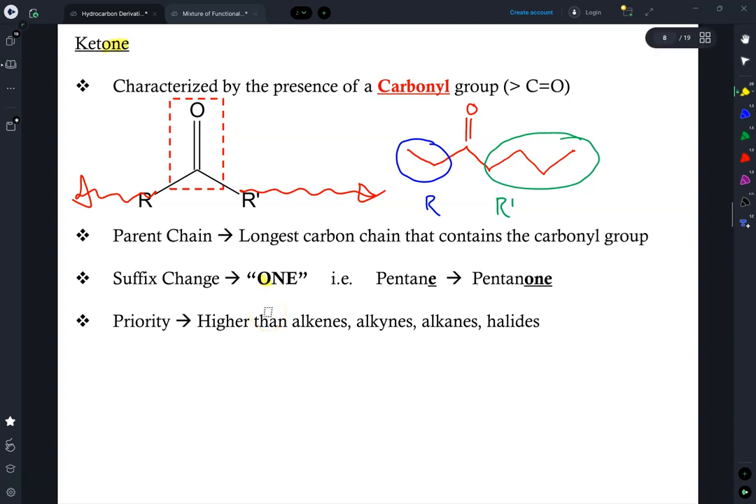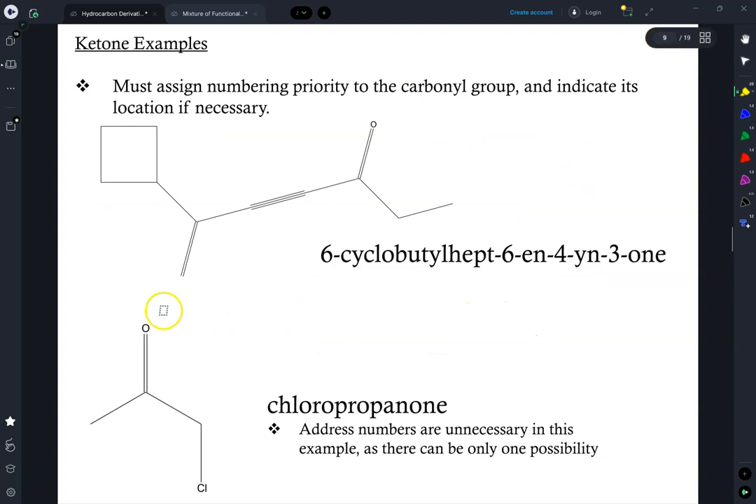For a ketone, your suffix changes to O-N-E at the very end. So pentane turns into pentanone, methanone, propanone, butanone. And as with the other examples, the ketones are going to be higher priority than alkenes, alkynes, alkanes, halides, and benzene. Again, we're going to choose the longest continuous carbon chain that includes the ketone.